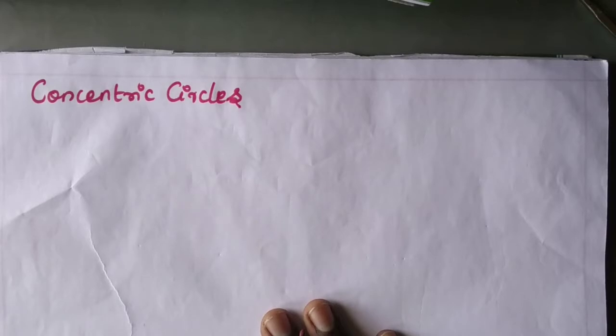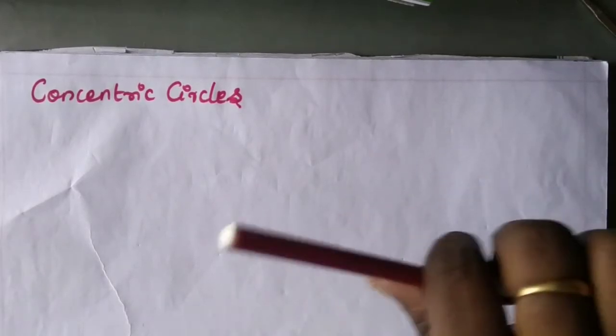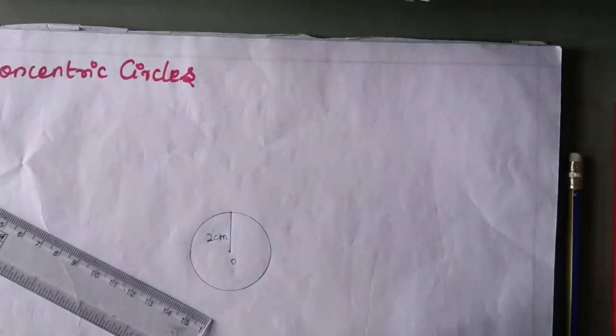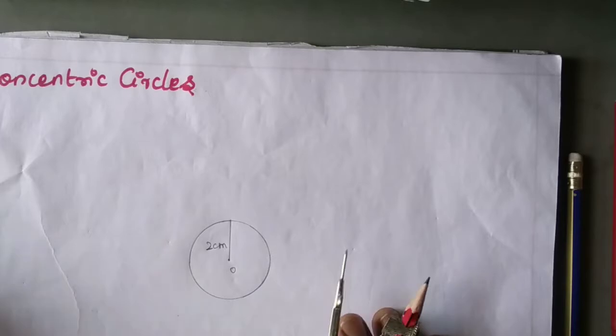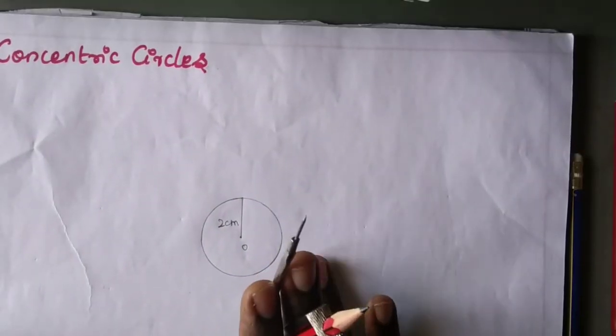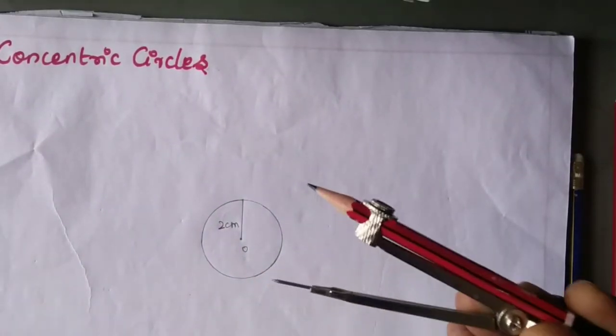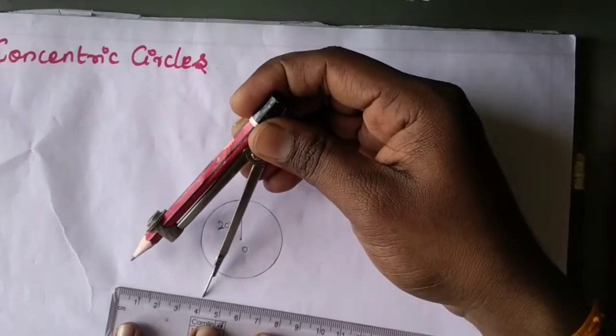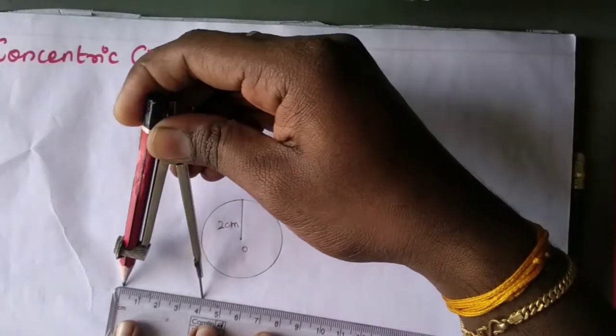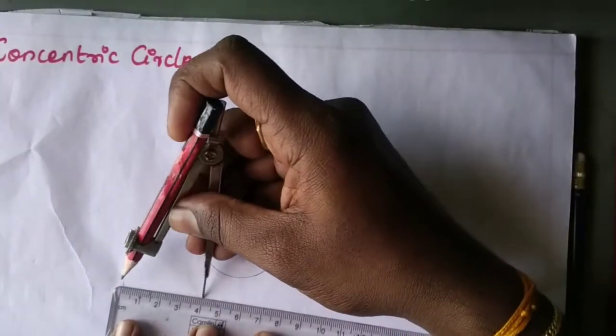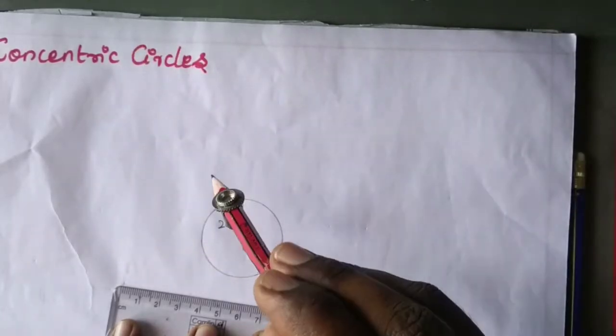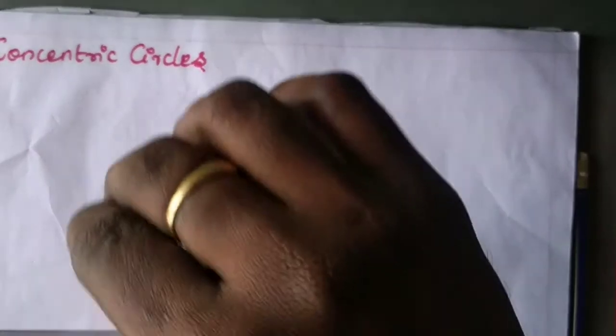Our first type of circle is concentric circles. For that we are going to see how to draw concentric circles. Here with 2 centimeter, first I drew a circle. Next I am going to draw a circle with 4 centimeter, with the same center.